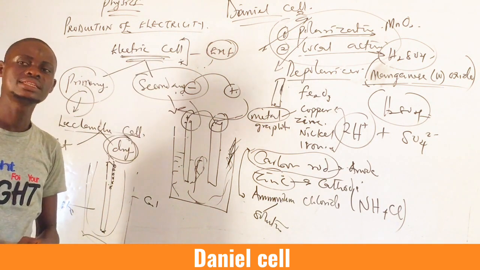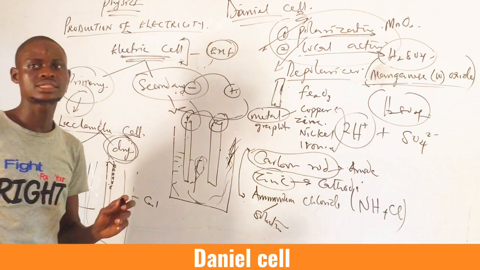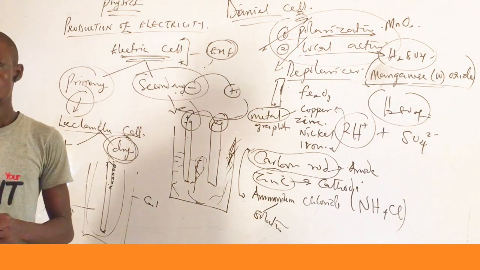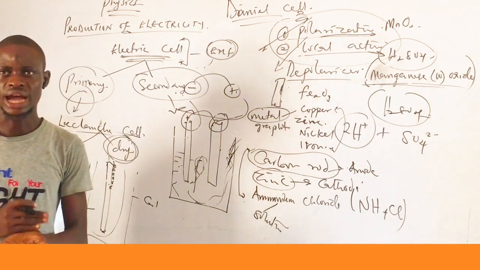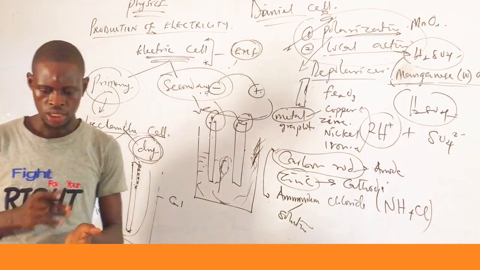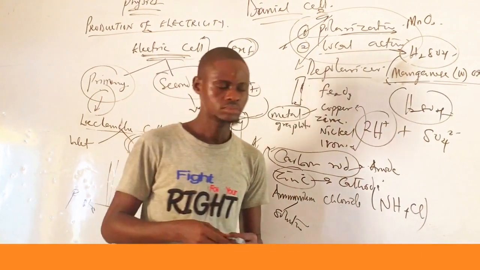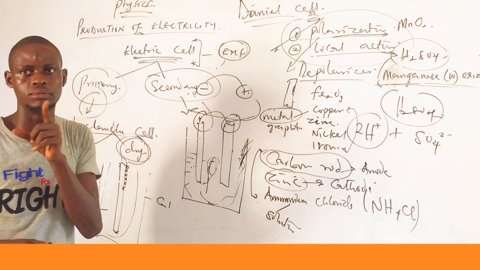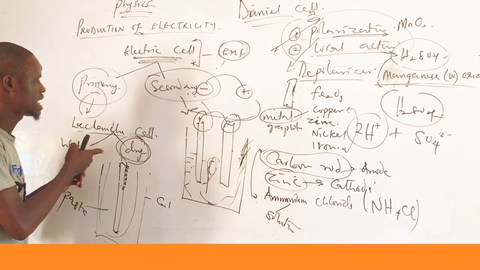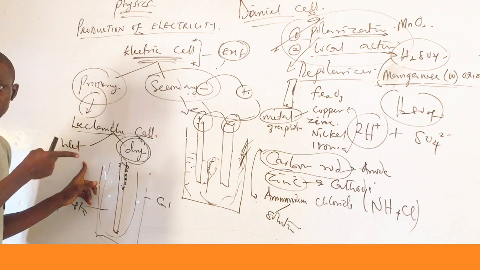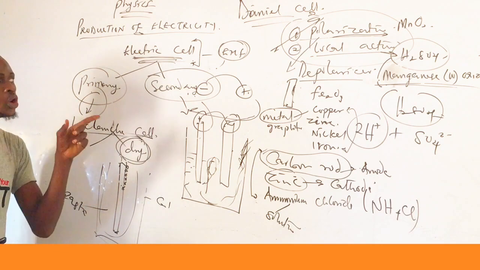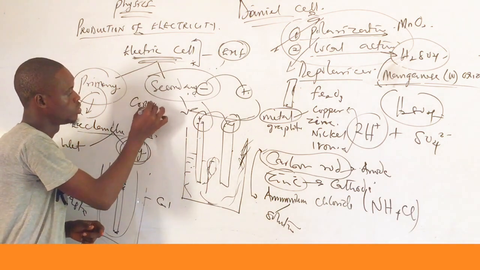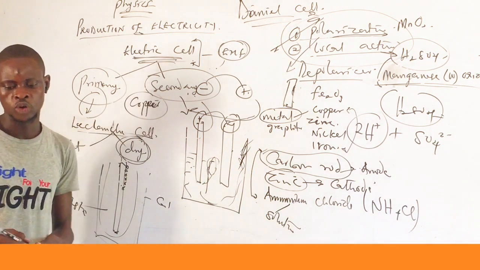Now you see, in Daniel cells, it uses the same electrodes altogether. We have its own positive electrode and its negative electrode. Now, its own positive, its own anode. In the other cell here, the anode is made up of what? Graphite, which is carbon. But for the Daniel cell, the anode is made up of copper.